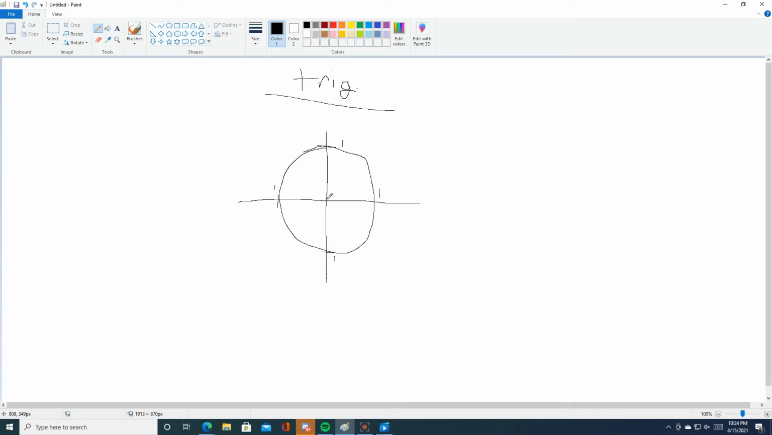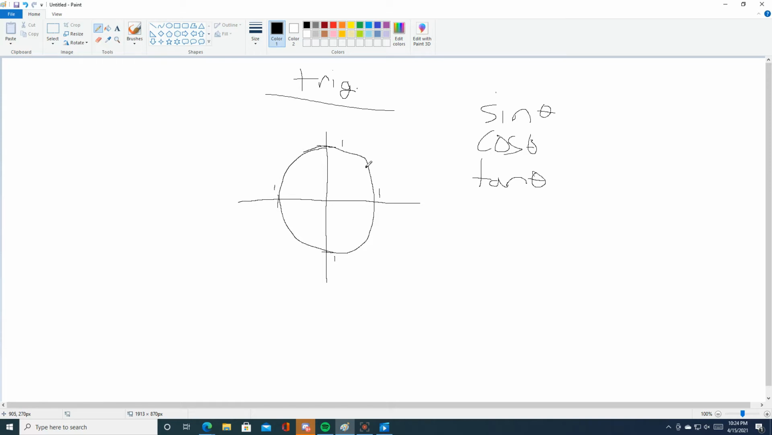What is very special about the unit circle is we can represent things in trigonometry called sine, cosine, and tangent, usually represented as sine of theta, cosine theta, tangent of theta. Well, where does that come from? Let's take any point on the unit circle. Let's take this point right here.